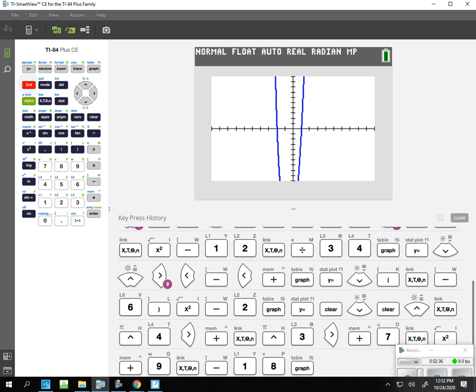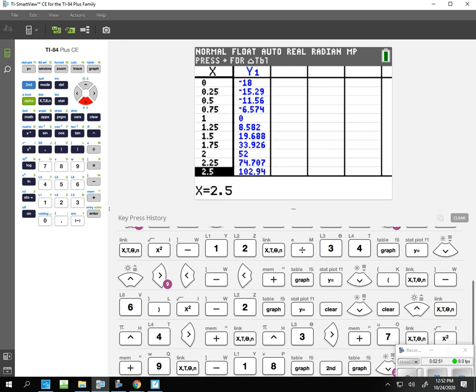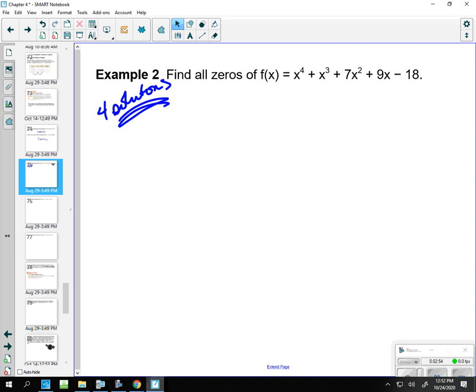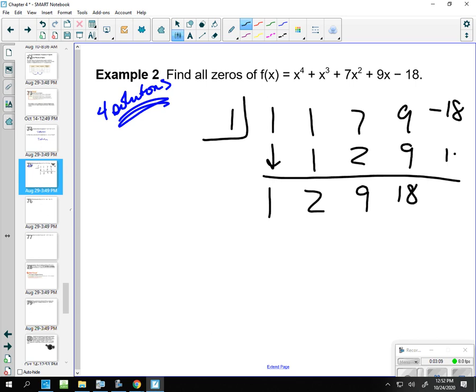So I'm going to go to the table and see if I can see it there. And I have changed my table increments to go by 0.25. But I do notice down here at the bottom, there is one solution that I see. I see +1 as an option. So I'm going to go back, and I'm going to put +1 and see if that actually works algebraically. So now, pull the first number down, multiply and add, multiply and add, multiply and add, multiply and add. So yes, it worked. Got a remainder of 0.